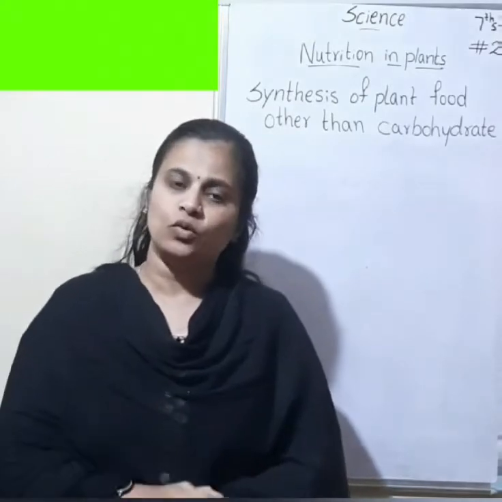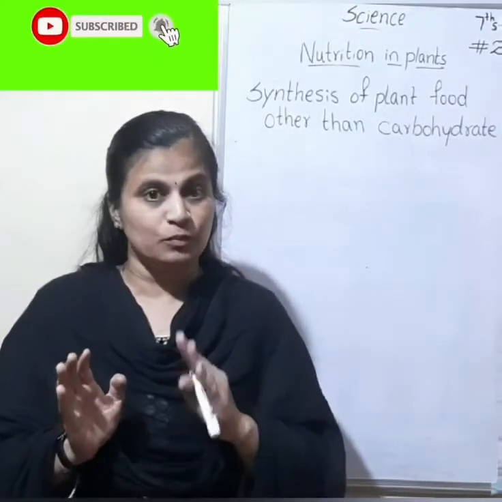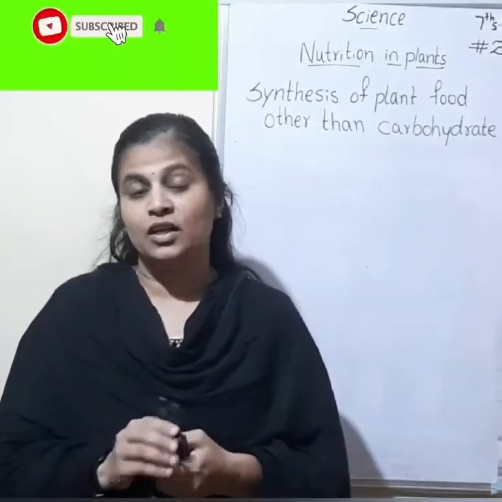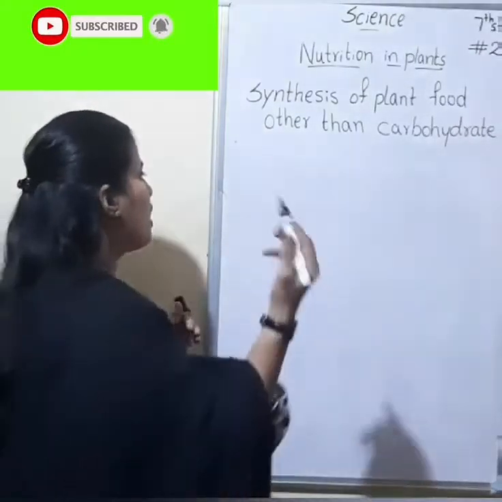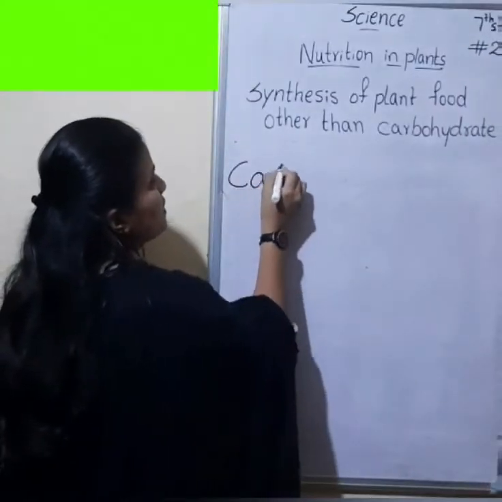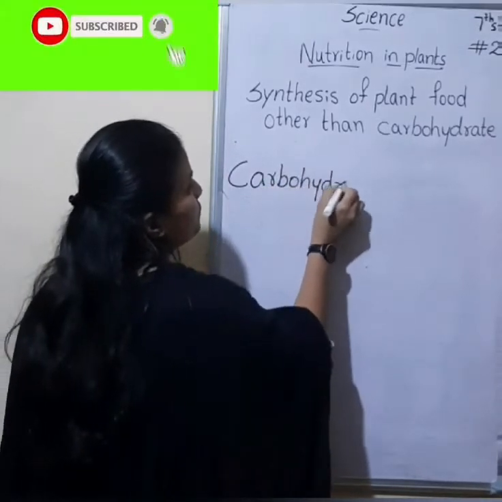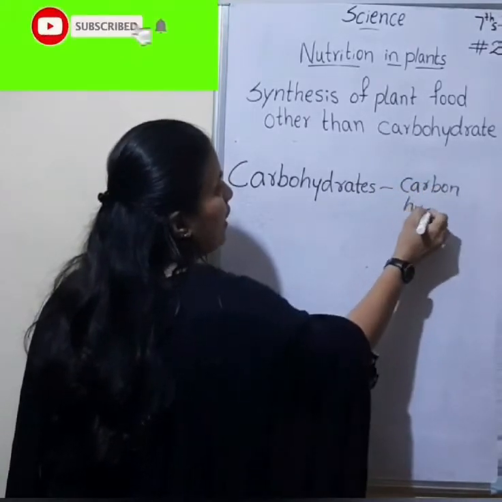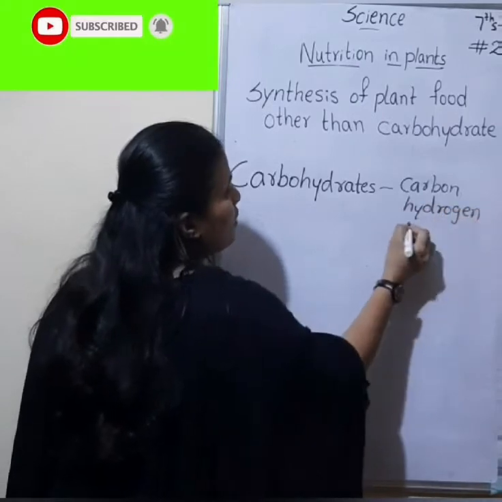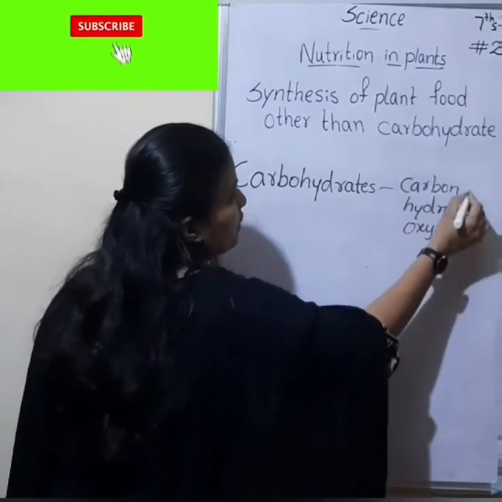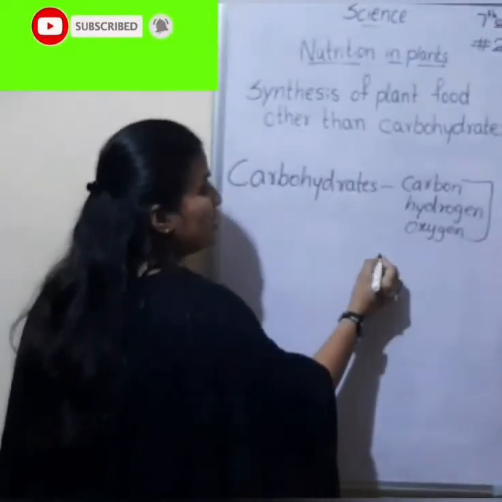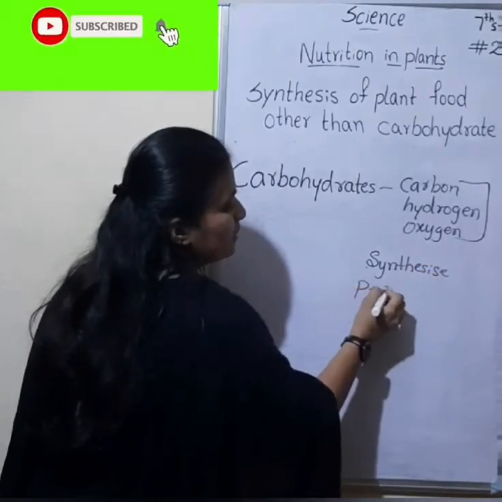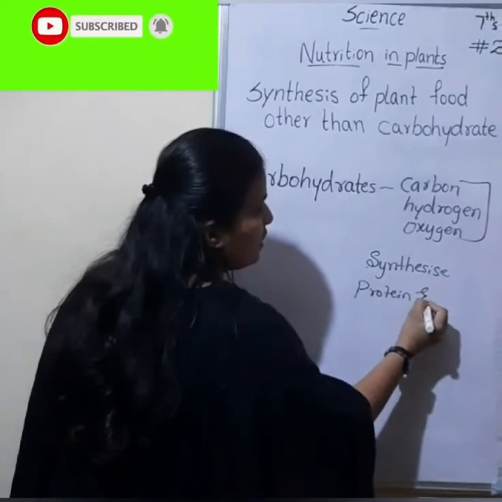So as we know, through the photosynthesis process carbohydrates are synthesized, right? These carbohydrates are made up of carbon, hydrogen and oxygen. In turn these can synthesize other components of food like protein and fat.